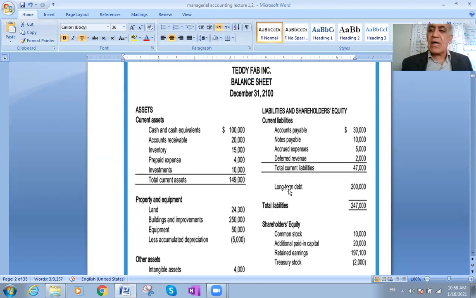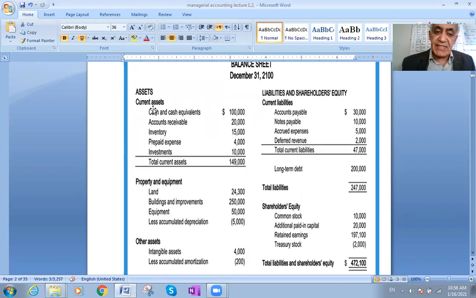Okay, let's go now and check out what the components of the balance sheet are. The first component of the balance sheet is the assets. We can start with the current assets. What are the current assets? Current assets are all the assets that start in the figure of money and return back to the figure of money within one year, which is the business cycle. We call it the business cycle.